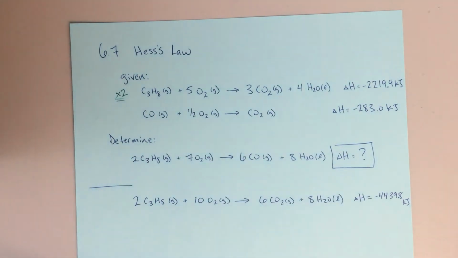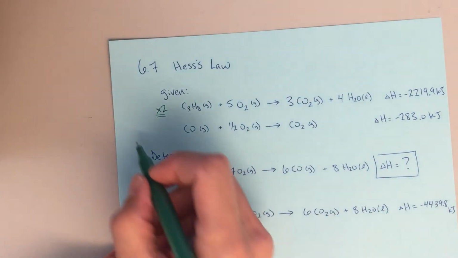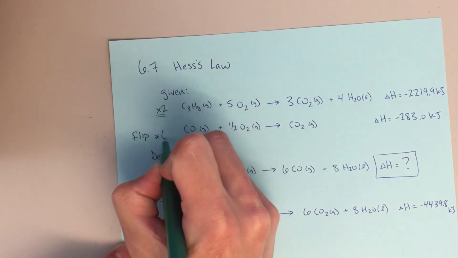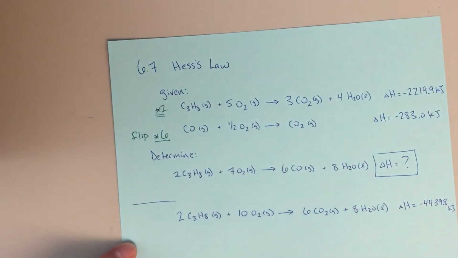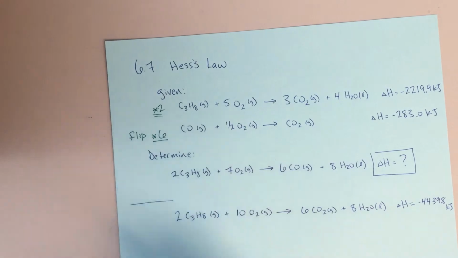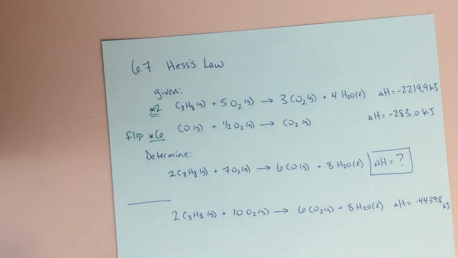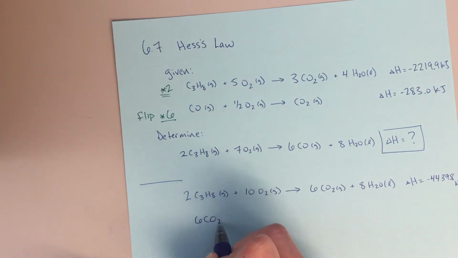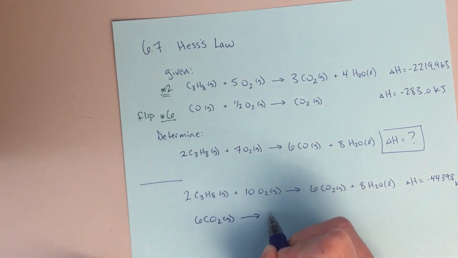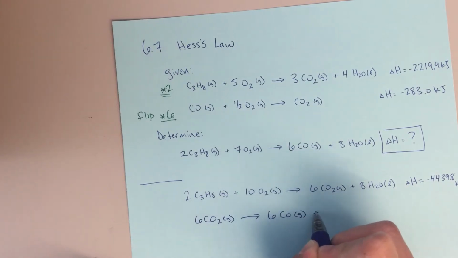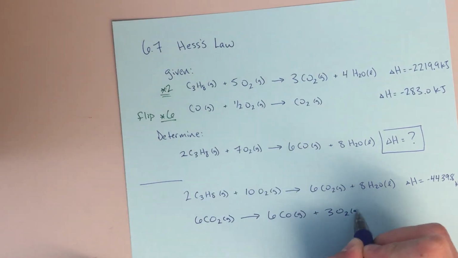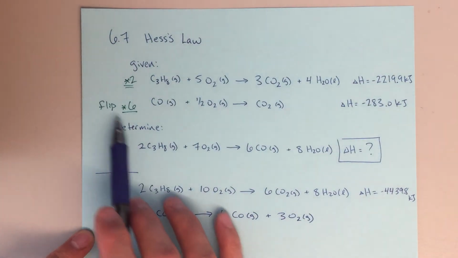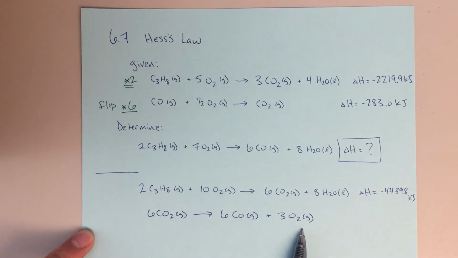So that tells me I'm going to need to flip the reaction, and I'm going to need to multiply by 6. So flip and times 6 is what I'm going to do to the second reaction. If I do that, I'm going to rewrite it down here as 6 CO2 gas goes to 6 CO gas plus 3 O2 gas. So again, taking this reaction and flipping it and multiplying by 6 gives me this reaction here.